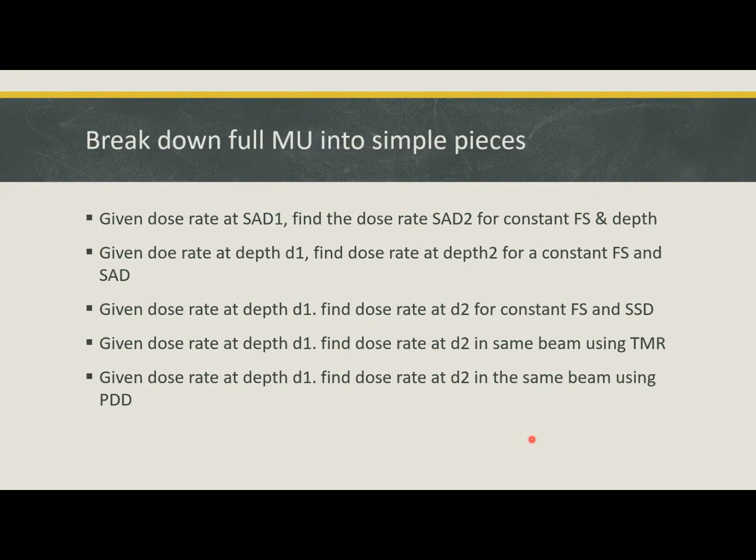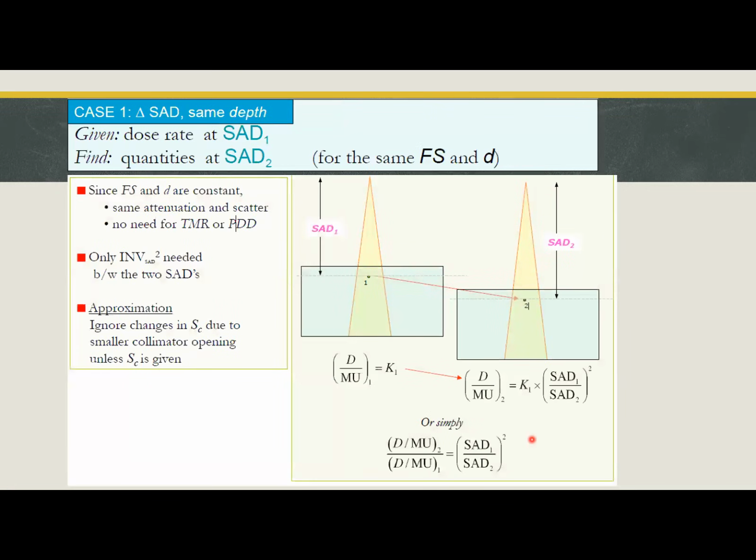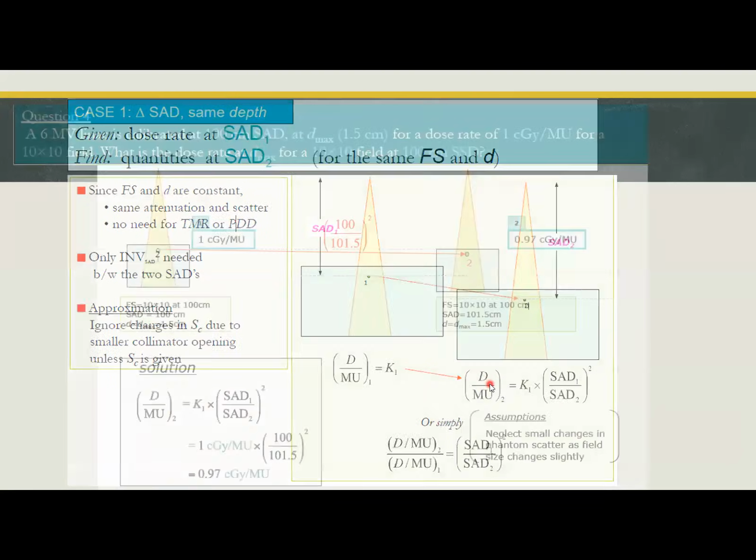So, a breakdown of full MU calculations into simple pieces. These are the cases, and we will discuss them separately. So case one, the depth is the same. Only the change in SAD needs to be incorporated, by incorporating the inverse square law factor with the output factor, and you will get the dose rate.